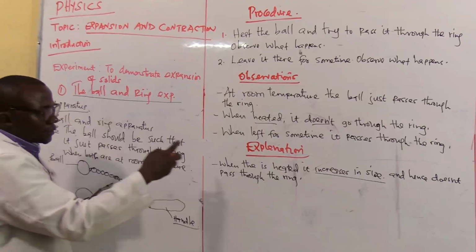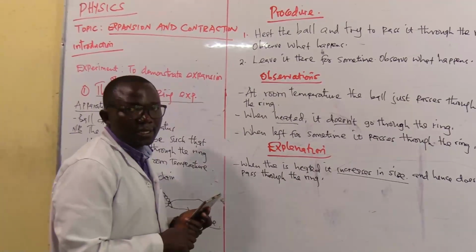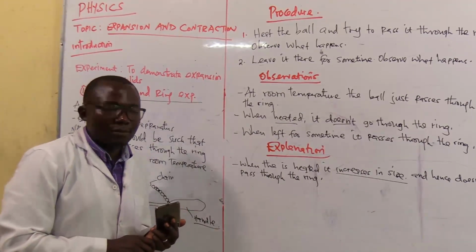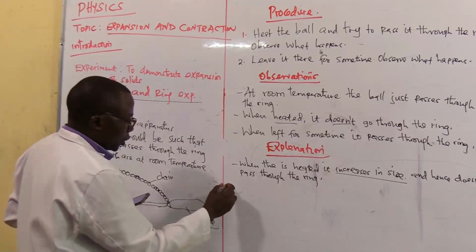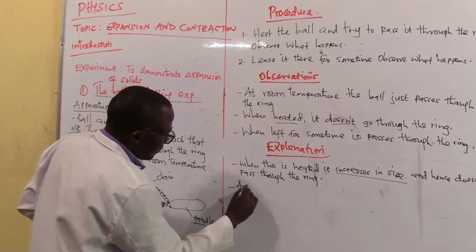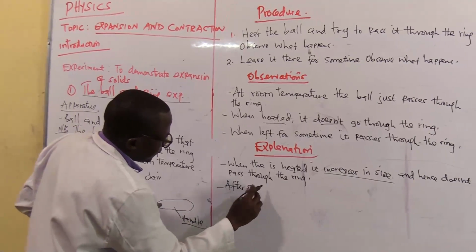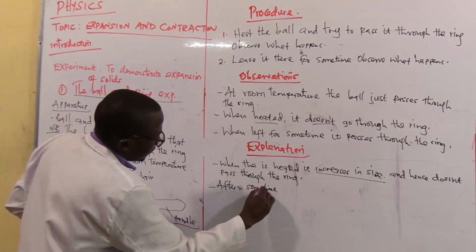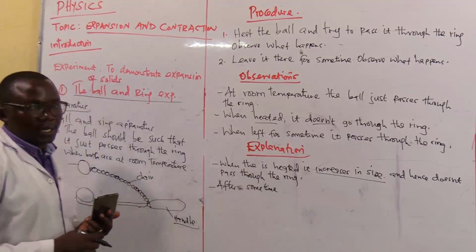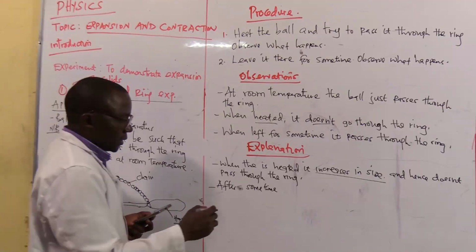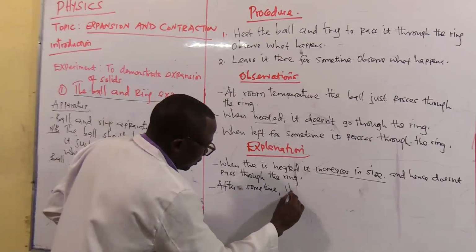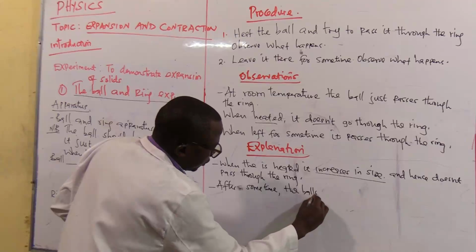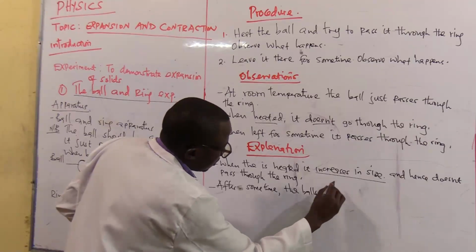Then why is it that after some time it passes through the ring again? After some time, the following happens: the ball cools.